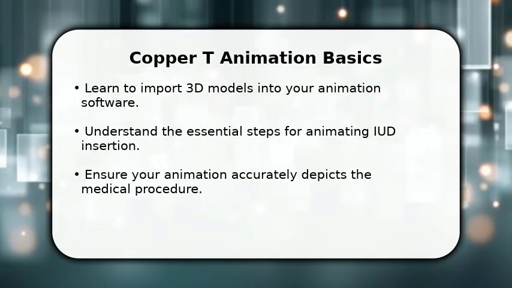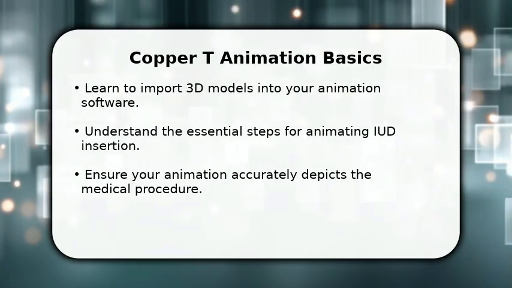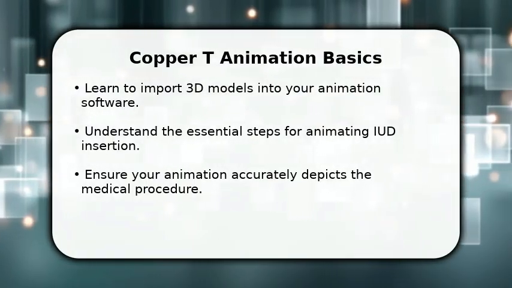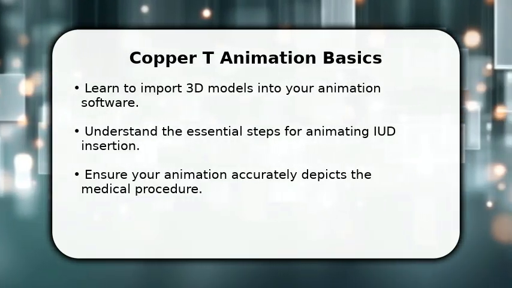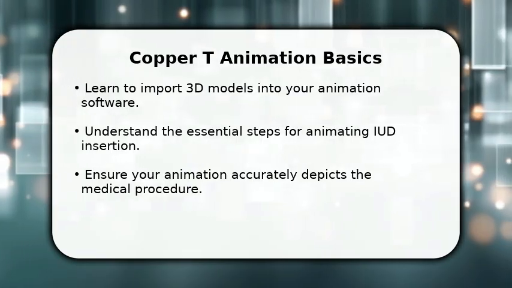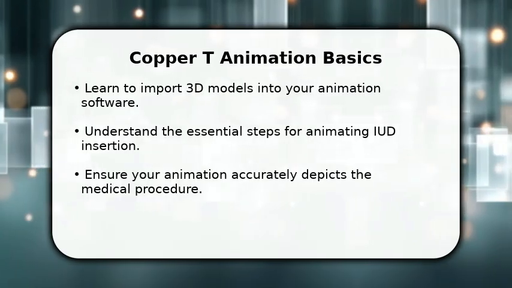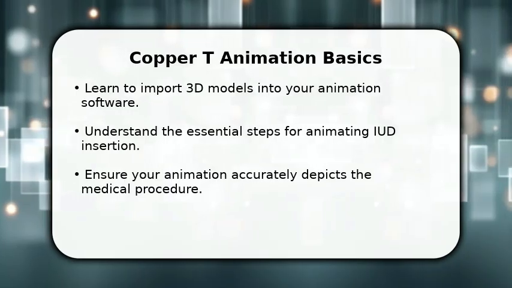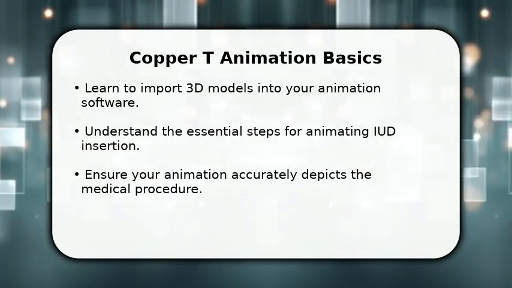In this video, I will show how to insert copper T animation. First, open your preferred 3D animation software. Next, you will need to import a 3D model of the uterus and a copper T IUD. Ensure both models are high quality for a realistic depiction. We will then position these models correctly within your scene, paying attention to scale. This foundational setup is crucial for a smooth and accurate animation process, making subsequent steps much easier.